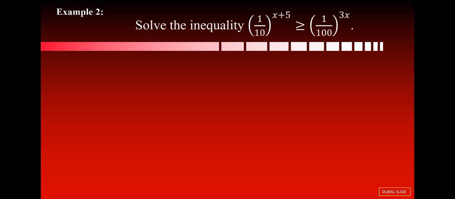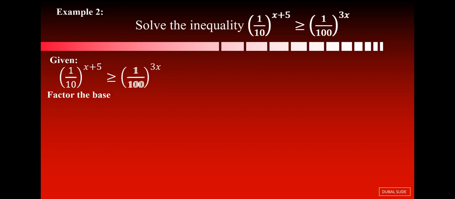Solve the inequality (1 over 10) to the power of x plus 5 is greater than or equal to (1 over 100) to the power of 3x. So given again, that is (1 over 10) to the power of x plus 5 greater than or equal to (1 over 100) to the power of 3x. Our main goal here is to look for a number that would make our bases the same value. To do it, we need to factor the base.